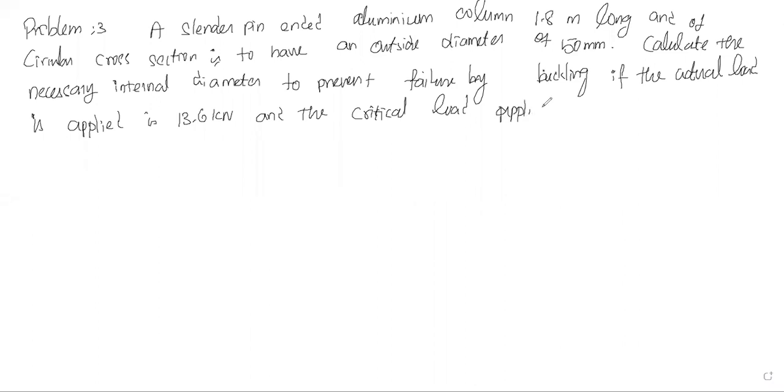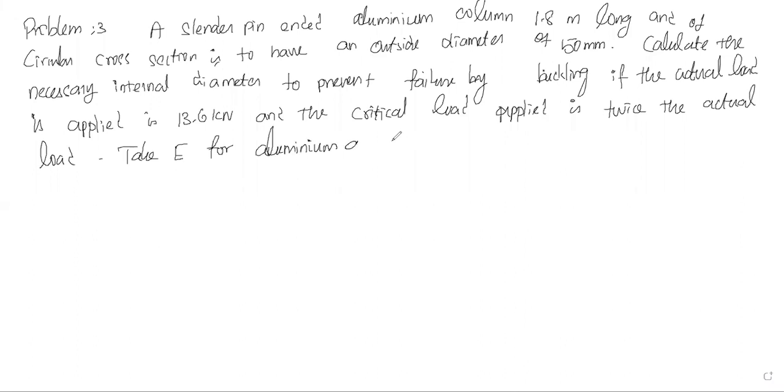is twice the actual load. Take E for aluminium as 70 giganewton per meter square.